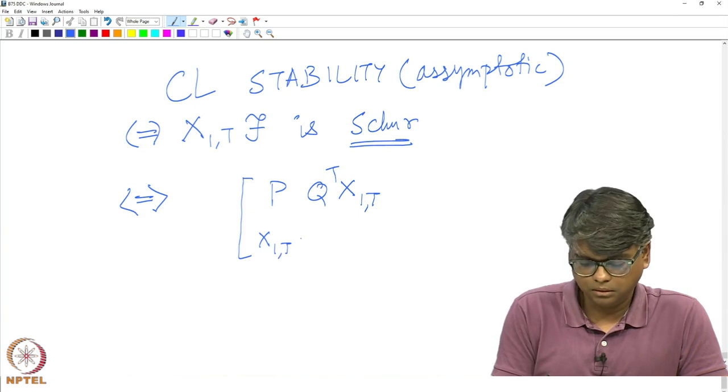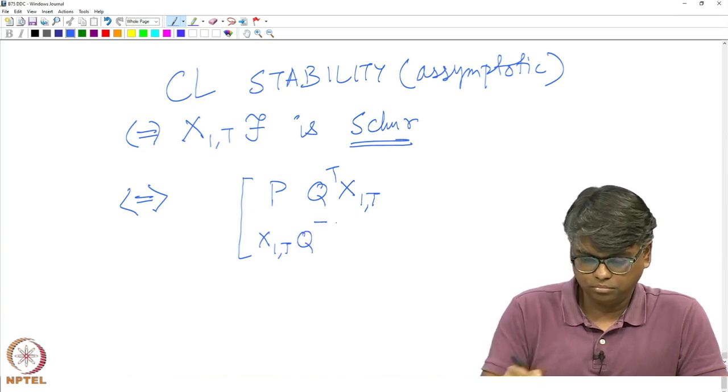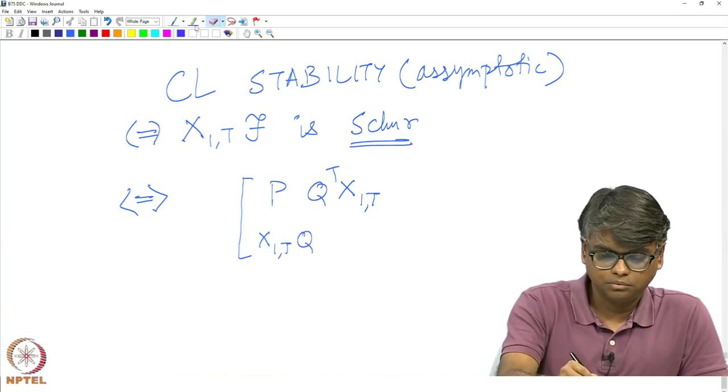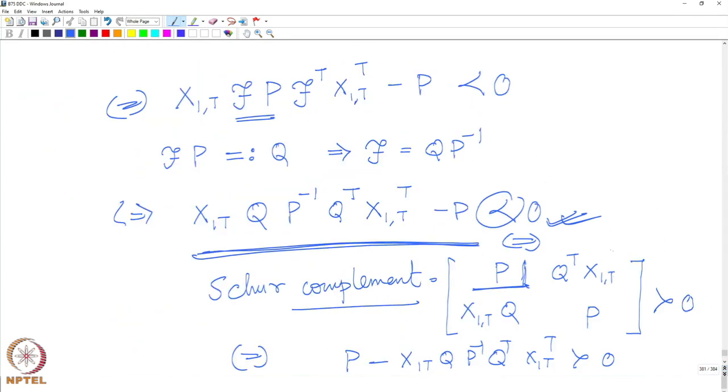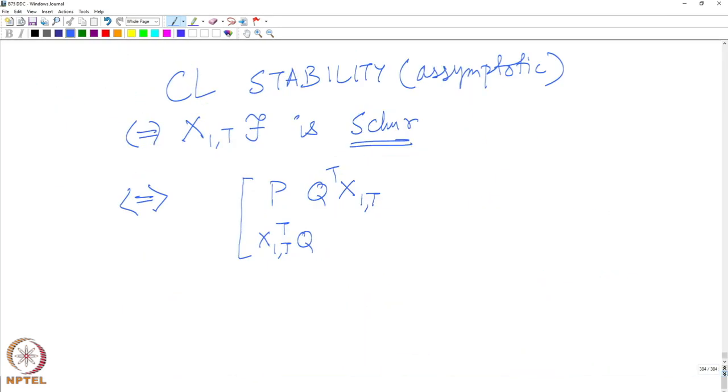x1 T Q, just Q, x1 T transpose Q it should be, isn't it? x1 T transpose, I missed that. There was a transpose here, right? Transpose, no transpose here. P positive definite, right? But what is this P? Now I notice the following.